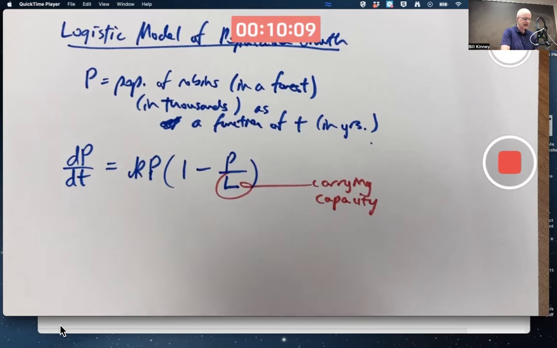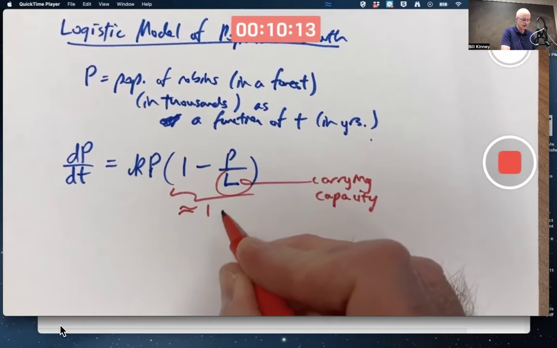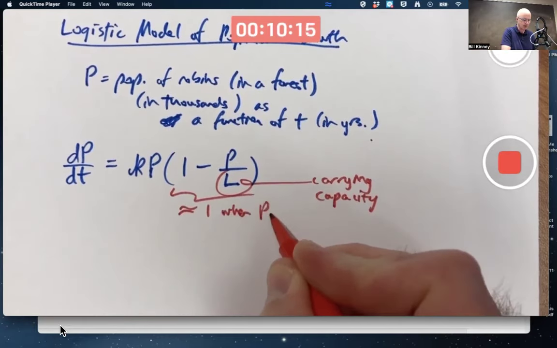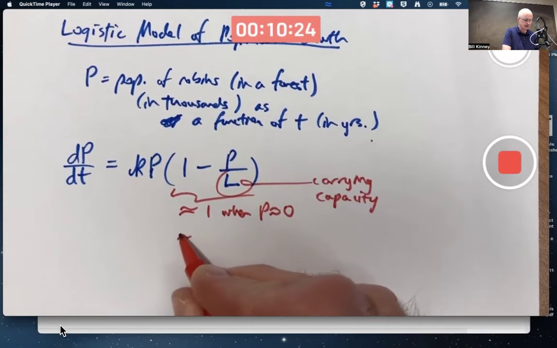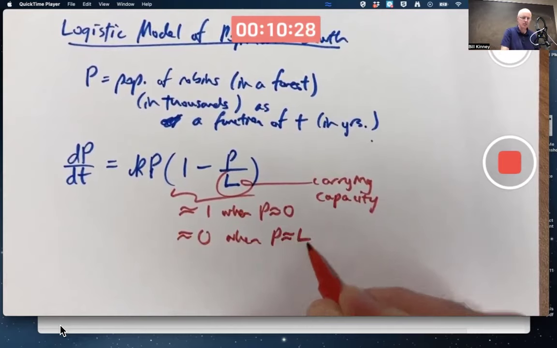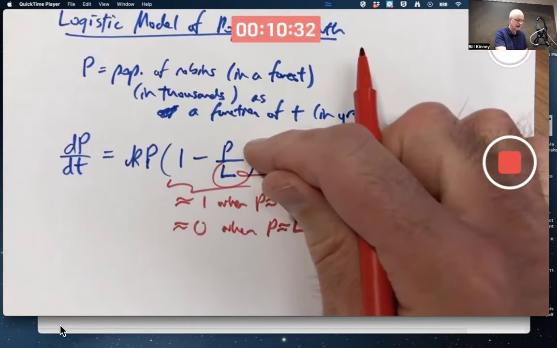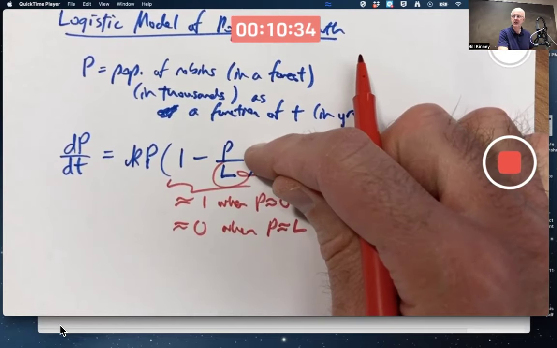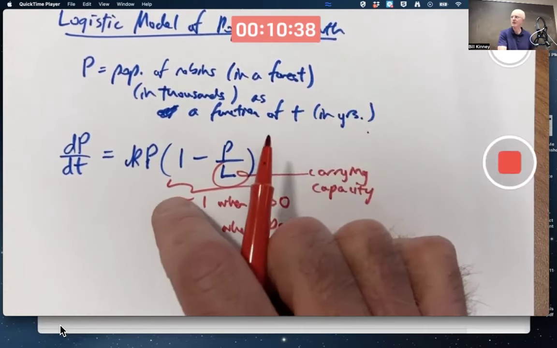This is something that is close to 1 when P is close to 0, right? Because if P is close to 0, then you've got something close to 1 minus 0, 1. And it's close to 0 when P is close to L. Approximately 0 when P is approximately L. Think about it. When P is close to L, this fraction is close to L over L, close to 1. And so the difference is close to 1 minus 1, 0.